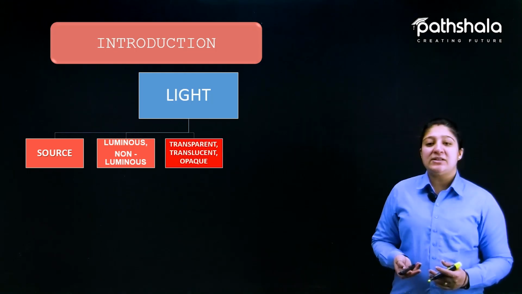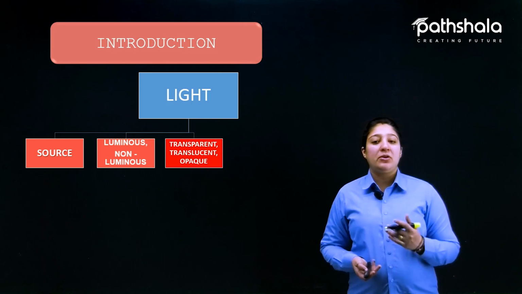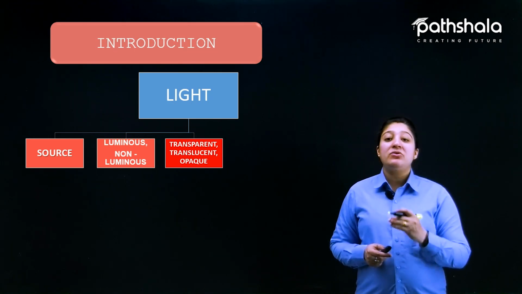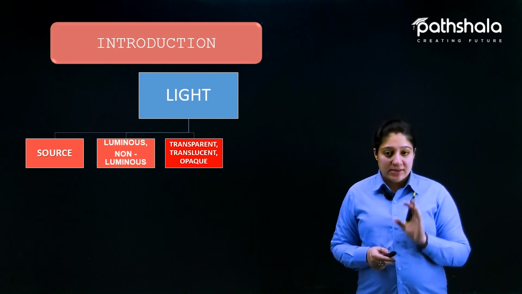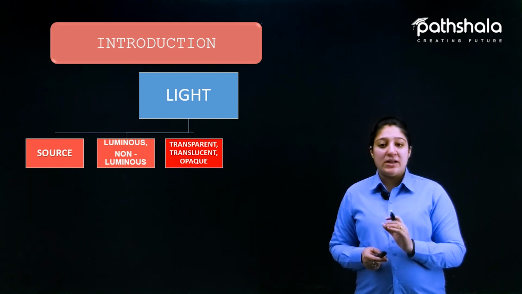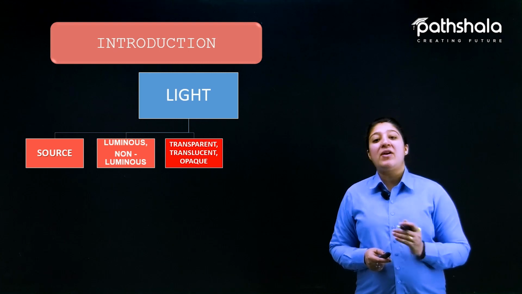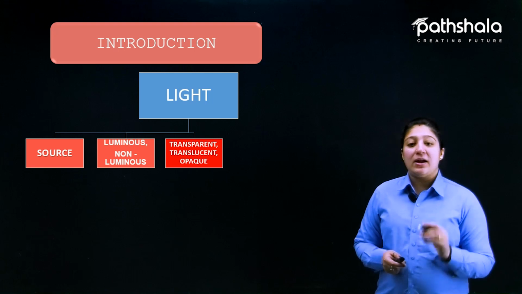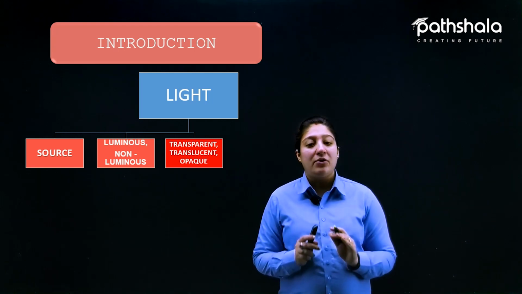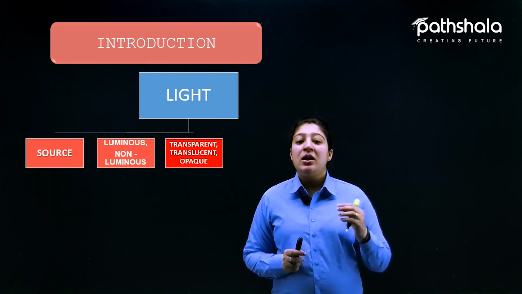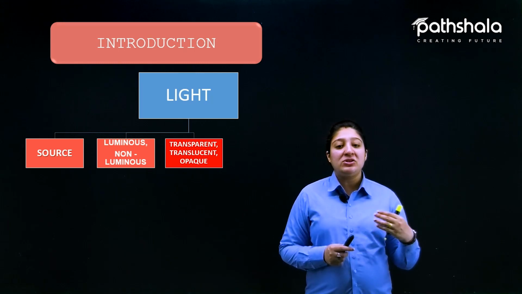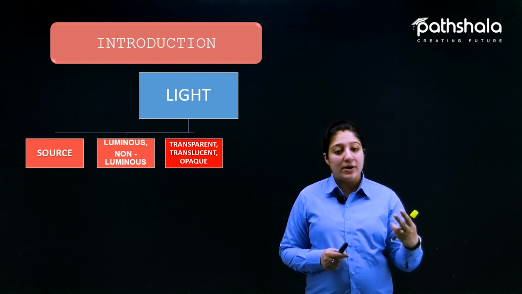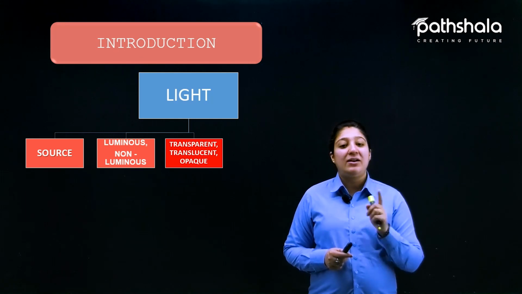Then the next terms are transparent, translucent and opaque. Now how the objects are classified into these three categories is just how some of the objects are able to transmit light through them. If the object allows the light to pass through it completely, that is, we are able to see the things that are present on the other side when we are seeing through that object, then that type of object is transparent.